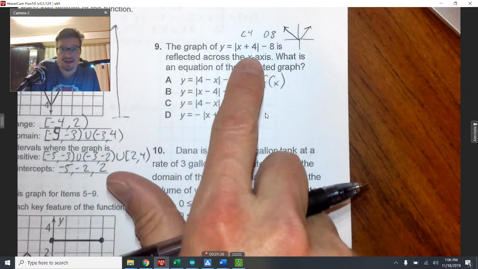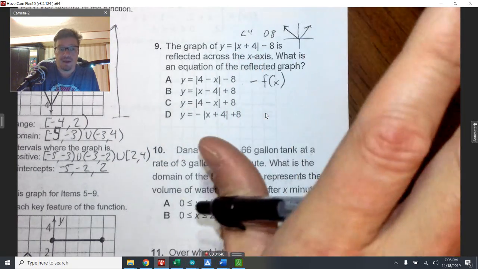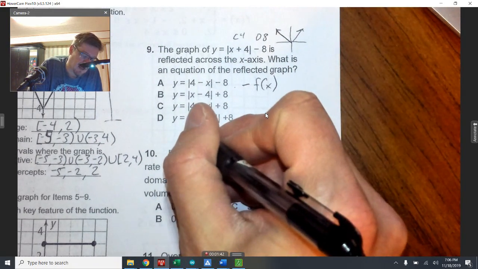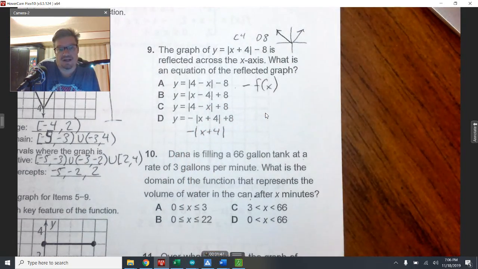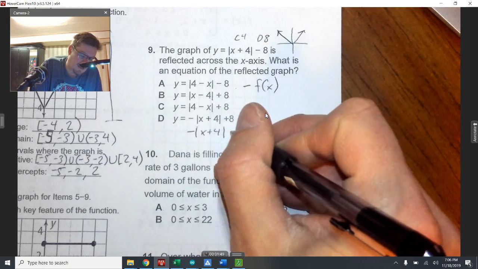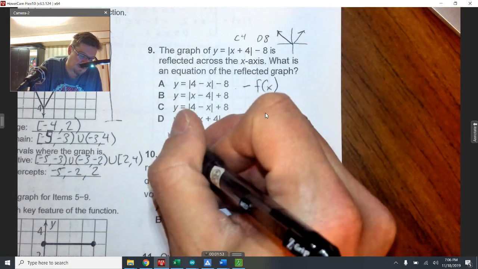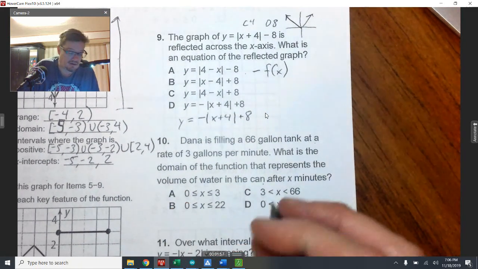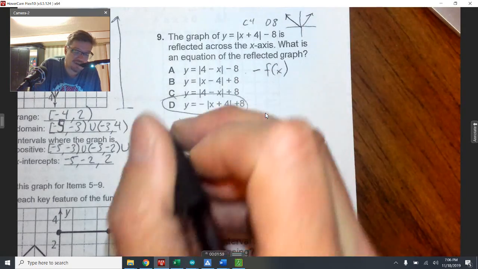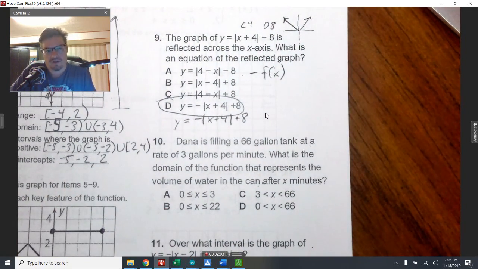So if I were to take this guy and multiply everything by -1, the best way to do this is to put the negative sign in front. You cannot distribute that negative sign on the inside. And then, since he's negative here, he'll become a positive there. And clearly you can see that D is the answer there. So remember, reflection on the x-axis means that you will just negate all of the terms.